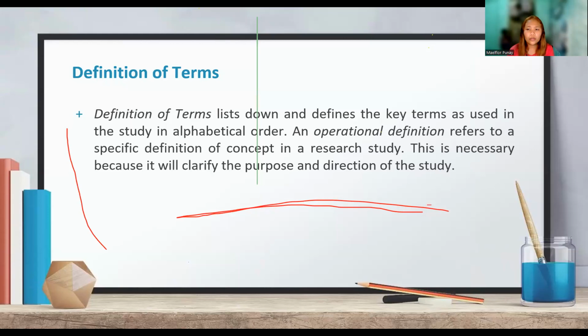So last part of the chapter 1 is your definition of terms. So when we talk about definition of terms, you are going to list down and define the key terms used in the study in alphabetical order. So from A to Z. An operational definition refers to a specific definition of concept in a research study. This is necessary because it will clarify the purpose and direction of the study.